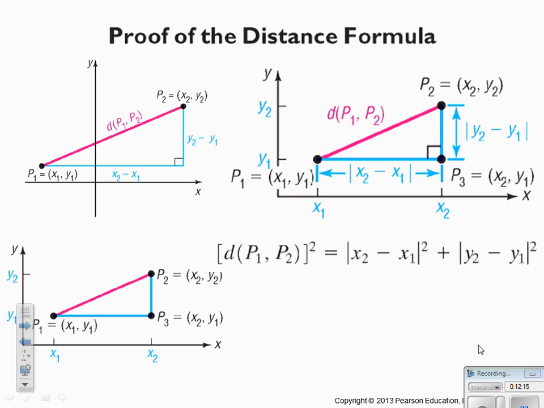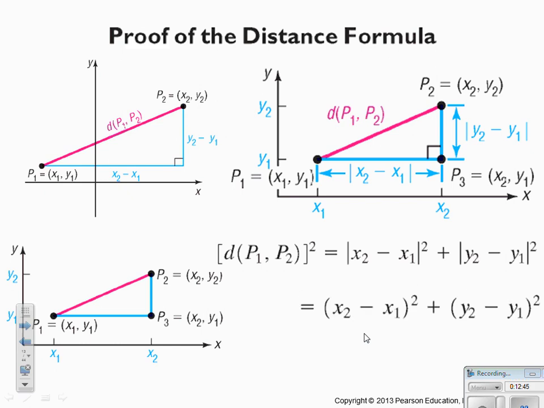So we take those two distances because we have a right triangle. We know that our leg squared plus our leg squared is equal to our hypotenuse squared. So that's all that's happened here. Our distance between point 1 and point 2 squared is equal to our horizontal distance squared and our vertical distance squared.